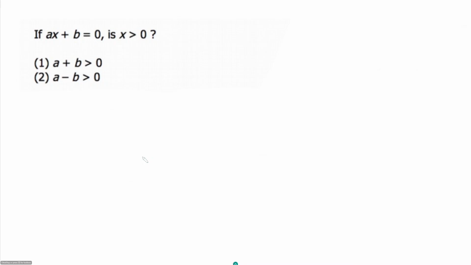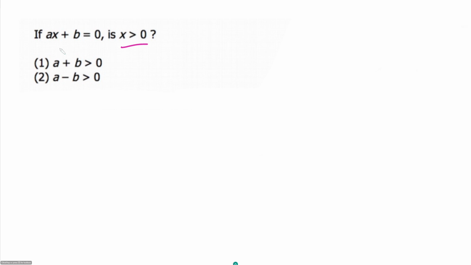If ax plus b is equal to 0, is x greater than 0? So if our question is asking us something about x, usually I would want to put my equation in terms of x. It does not look like we can really do that here because we would have to divide by a to get x by itself.